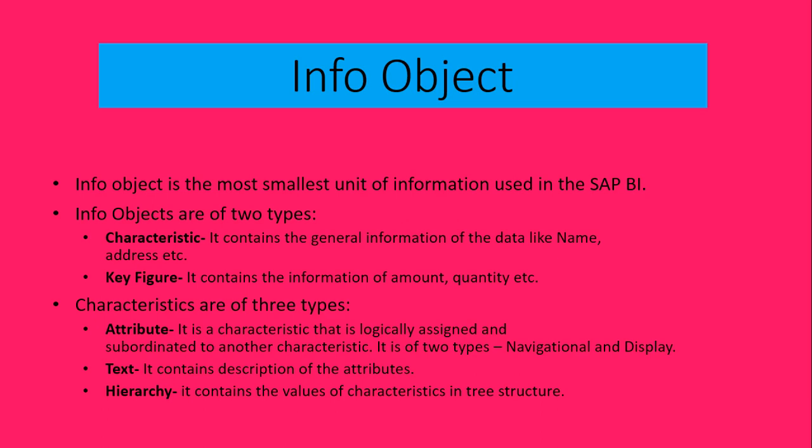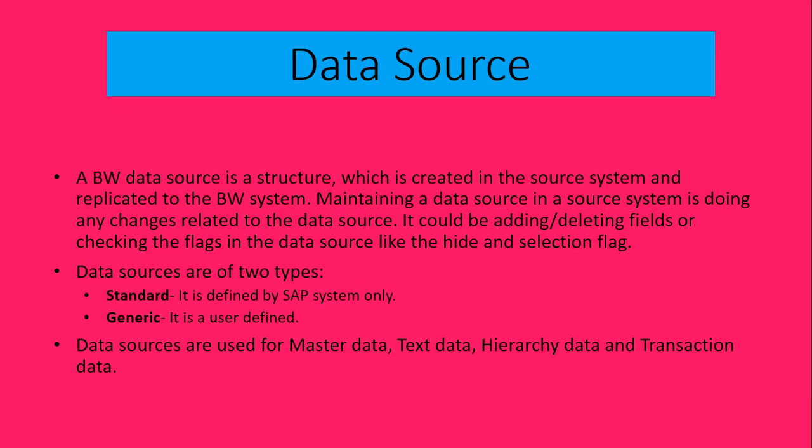Text, it contains a description of the attributes. Description means if a plant code is 010 and it is basically assigned to Sri Lanka, so Sri Lanka is the text or the description of the attribute plant code 010. Hierarchy, it contains the values of a characteristic in tree structure. Suppose a record is given in a row wise, so if we want to display that record in the tree structure, then we can go for hierarchy.